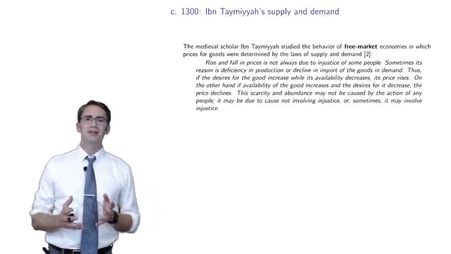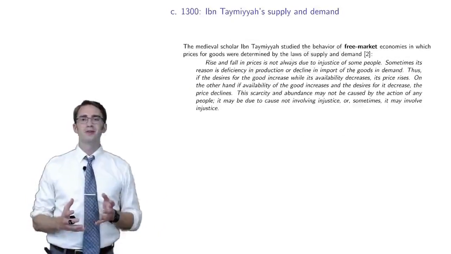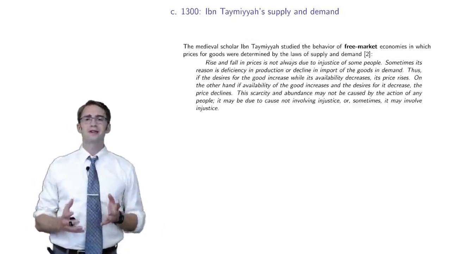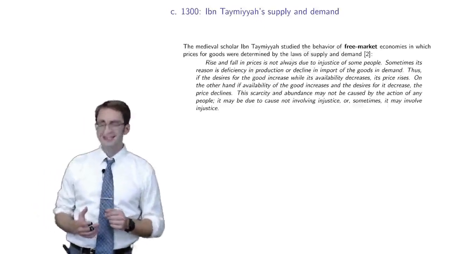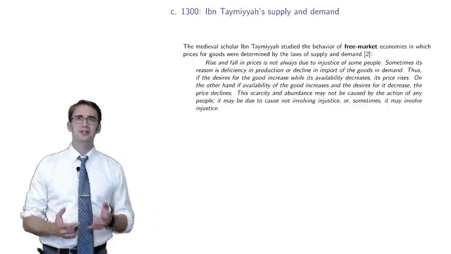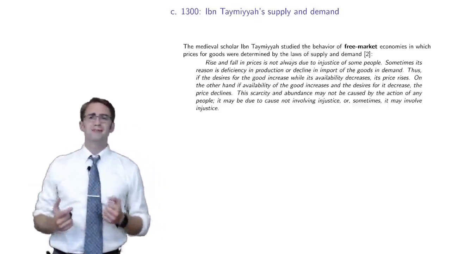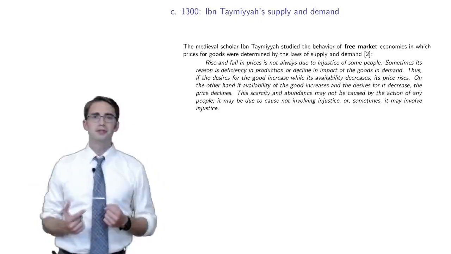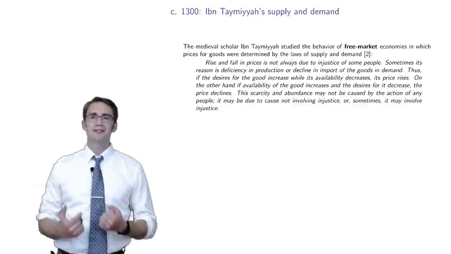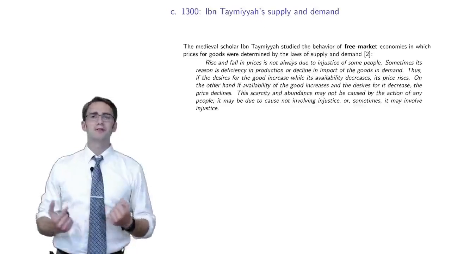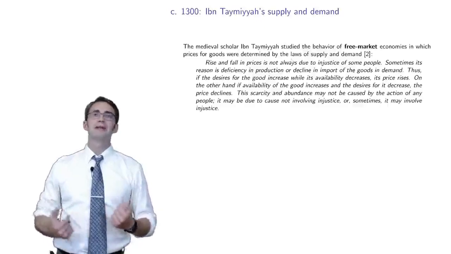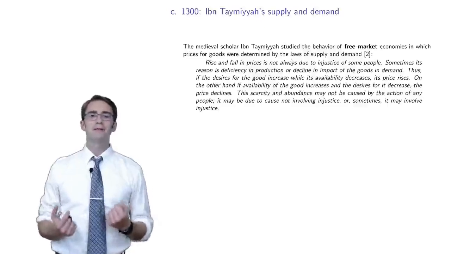Around 1300, Ibn Taymiyyah was a scholar who talked about the laws of supply and demand. This is the earliest reference I can find to this. It had been assumed that prices going up and down were due to people being unscrupulous or dishonest. Ibn Taymiyyah was one of the first economists who recognized that, well, maybe this is actually just a natural part of how markets work.